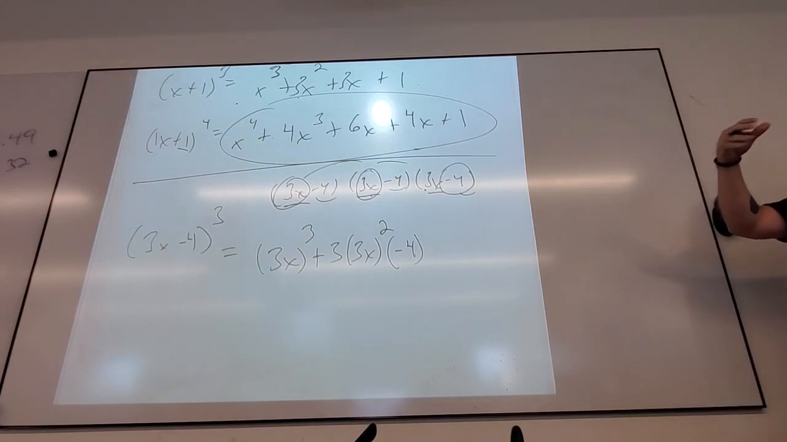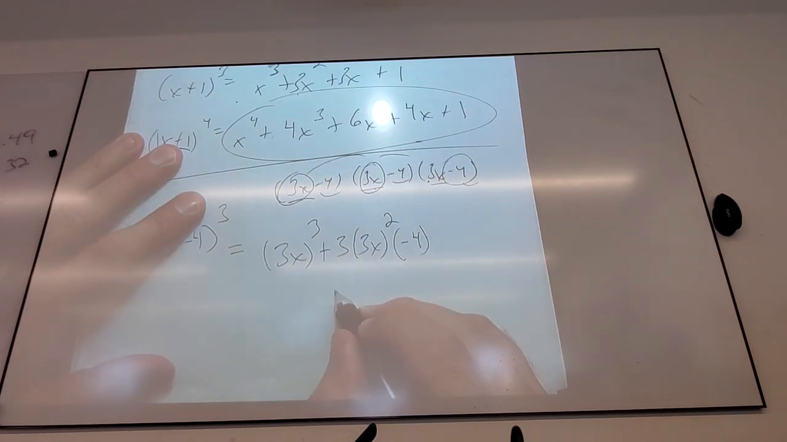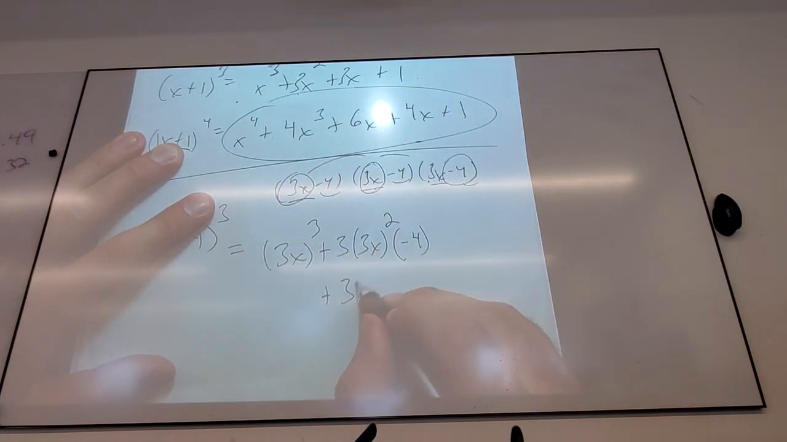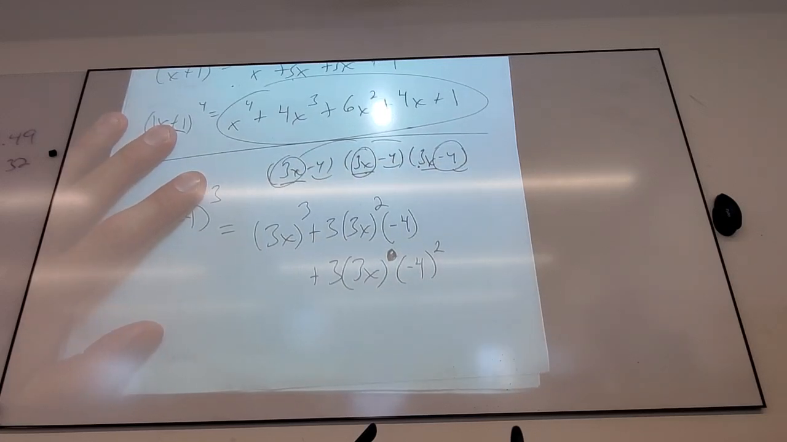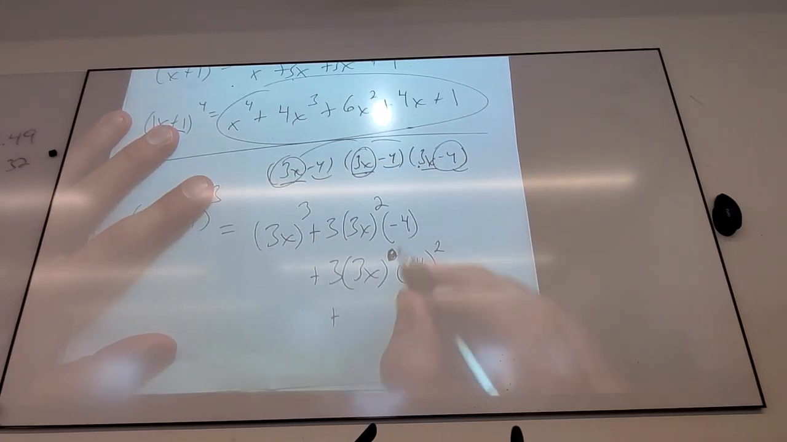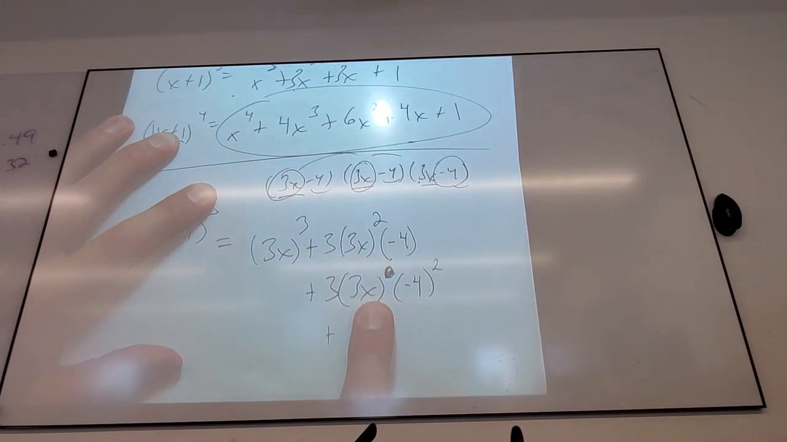And we go, we're humans. We're geared to find patterns. This is for us. It's just patterns. So what's the next thing going to be? Plus another 3. Lose a 3x. Gain, lose a 3x. Gain a negative 4. Plus 1. Lose a 3x, so I have none of them. Gain a negative 4.